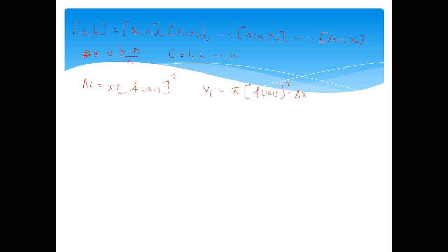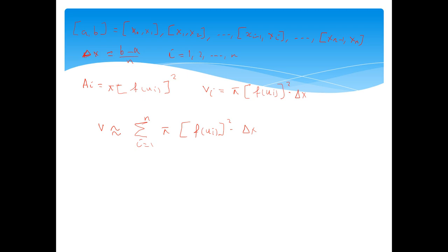In order to find the overall volume, the volume is going to be approximately equal to the summation of individual disk volumes, which is the summation from i equals 1 all the way to n of pi f of u sub i squared delta x. So this is going to be an approximation.